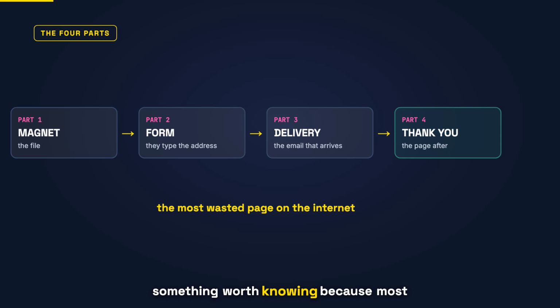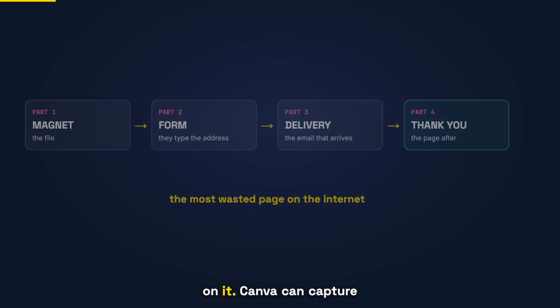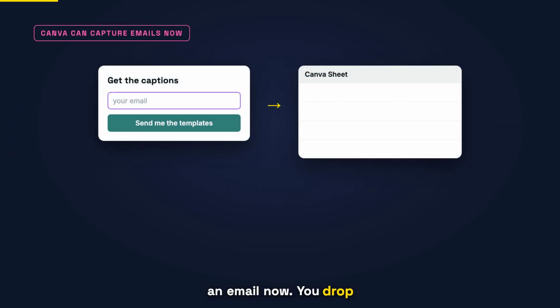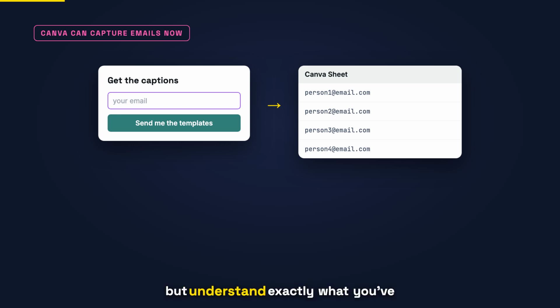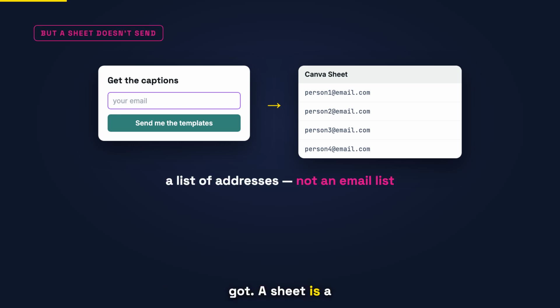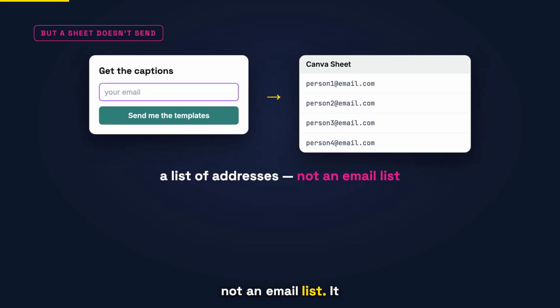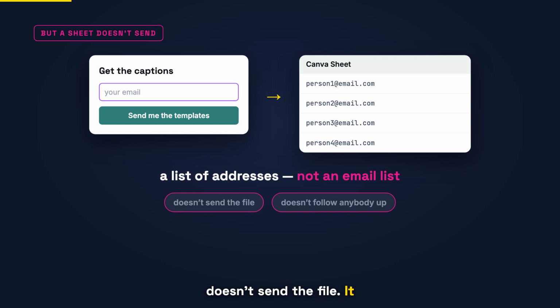Now here's something worth knowing because most tutorials are out of date on it. Canva can capture an email now. You drop a form into a design and the addresses land in a Canva sheet. That is genuinely useful and it's free, but understand exactly what you've got. A sheet is a list of addresses. It is not an email list. It doesn't send the file. It doesn't follow anybody up. Nothing happens until you connect something that sends.